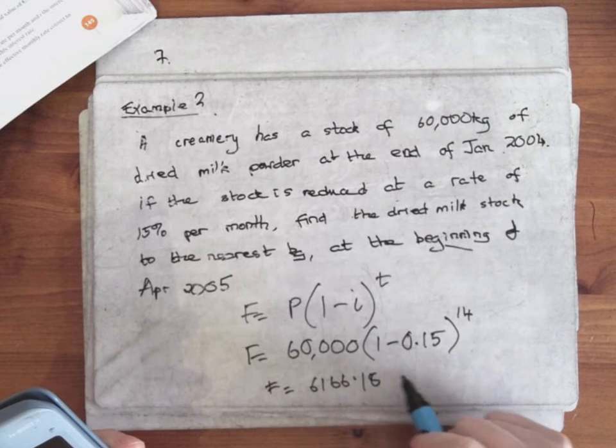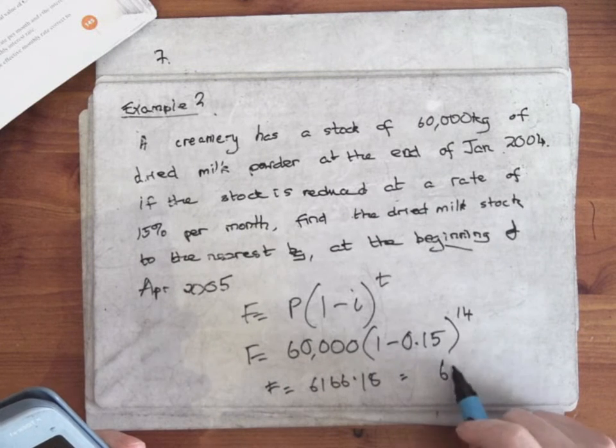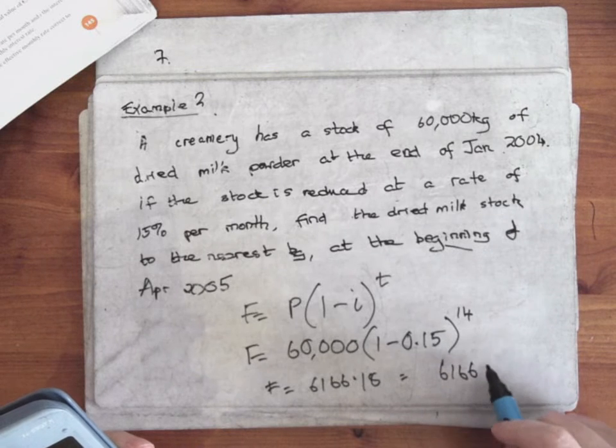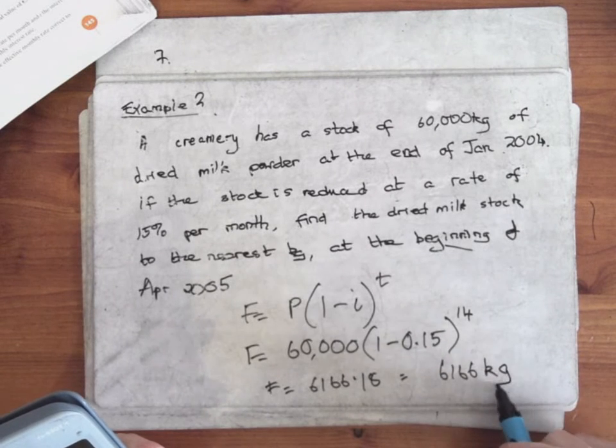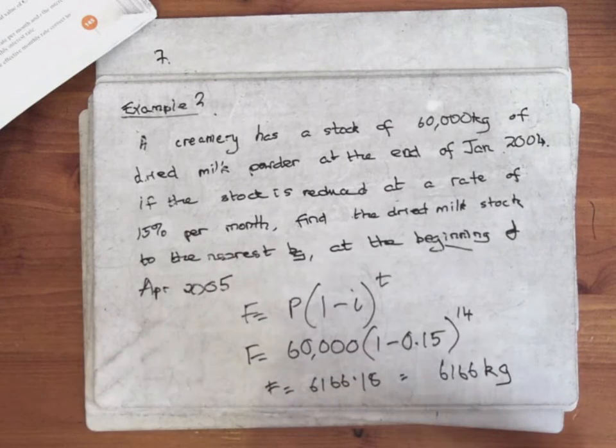6166.18, and they said to the nearest kilogram, so that's 6166 kilograms. Okay, that's just another straightforward one. The depreciation ones tend to be.